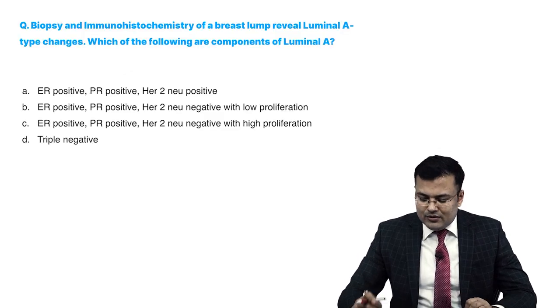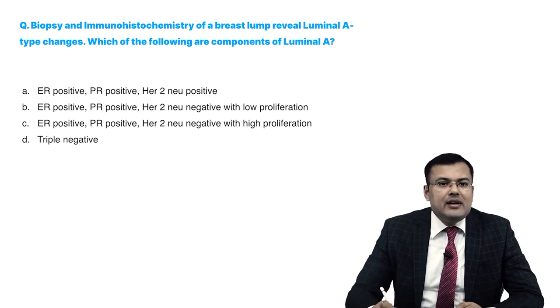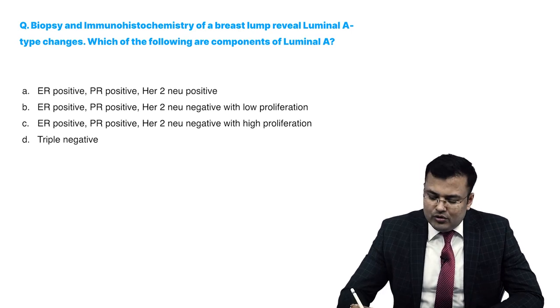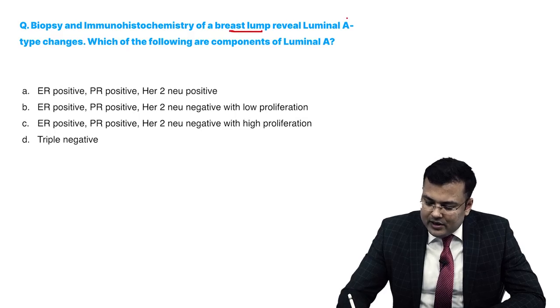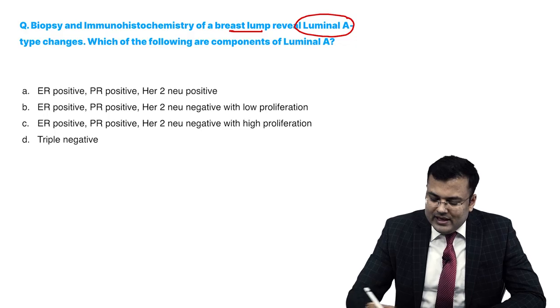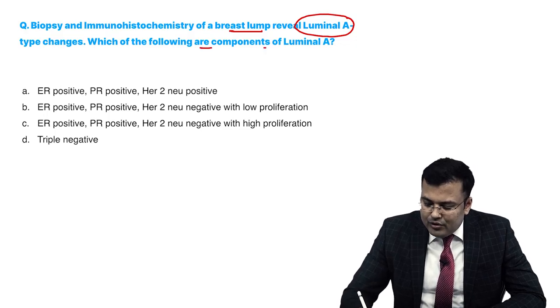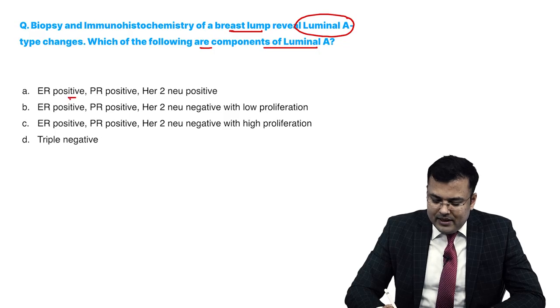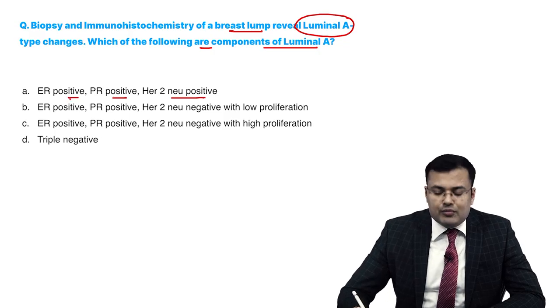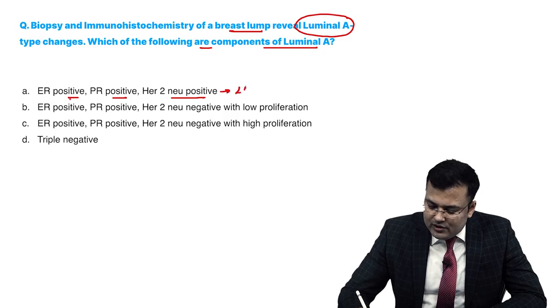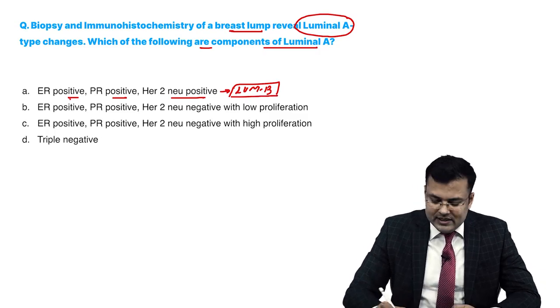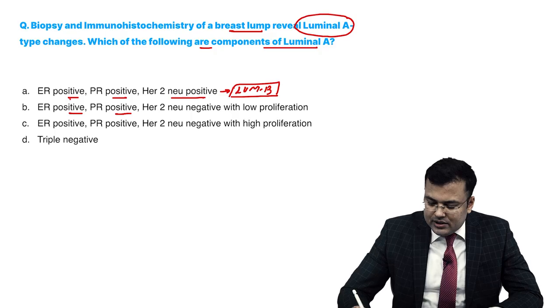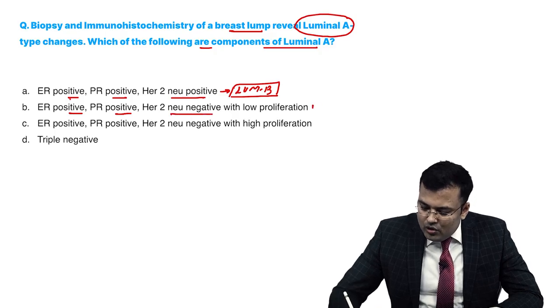Let's discuss the MCQs. Very, very easy questions. Can you tell me? Biopsy and immunohistochemistry of breast lump reveal luminal A type changes. Which of the following are components of luminal A? First, ER positive, PR positive, HER2 positive. This is triple positive. This is Lum B. You can see ER positive, PR positive, HER2 negative with low proliferation of Ki67. Clear? This is Lum A.